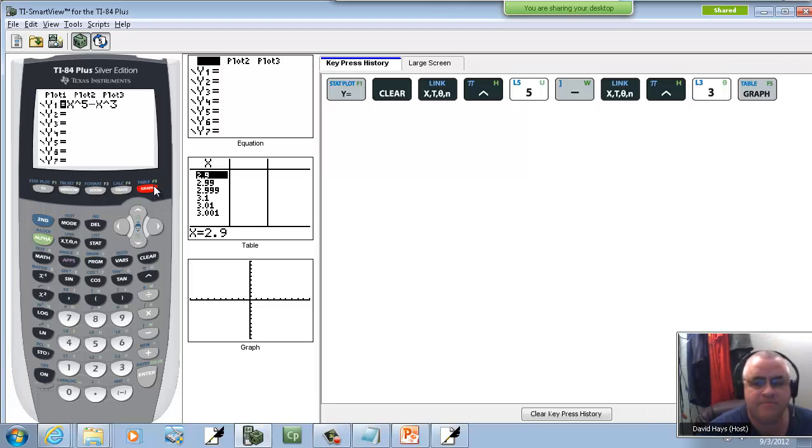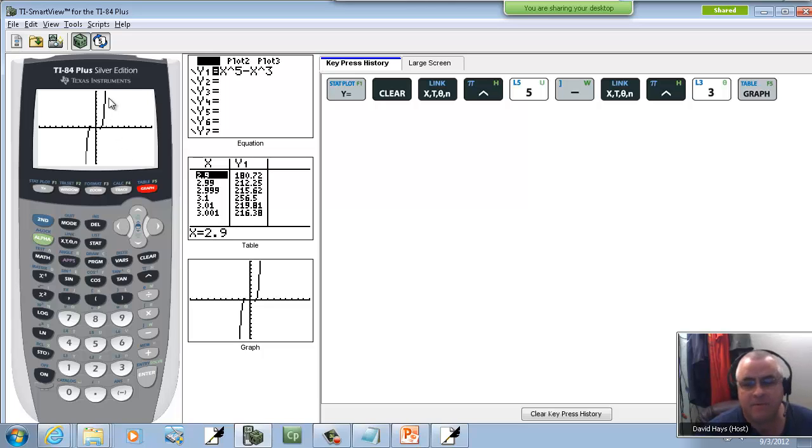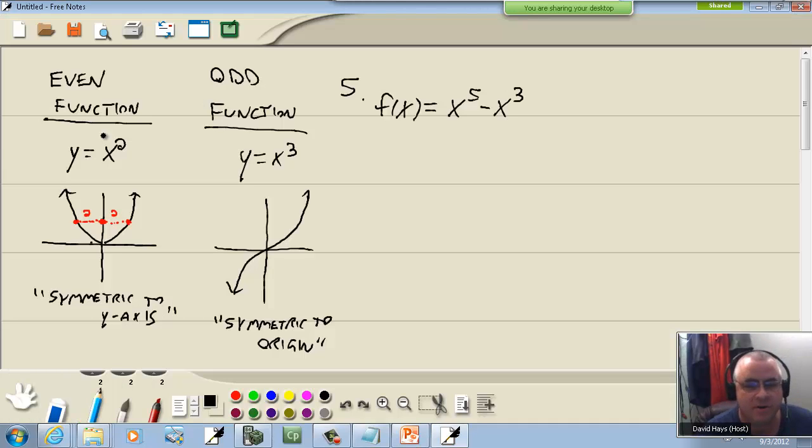And then graph. Okay, now if it's even or not. Well, if we take the right side of our graph and flip it over across the y-axis, this right here, there's nothing for it to land on over here, so it's not even. But it is odd, and I wanted to have an example of an odd one up here to show it.